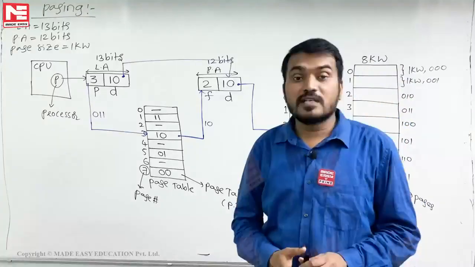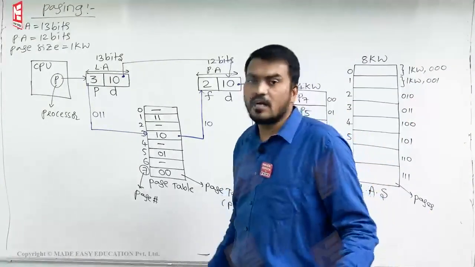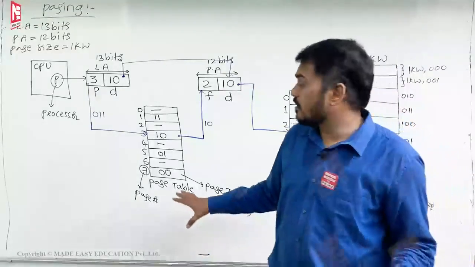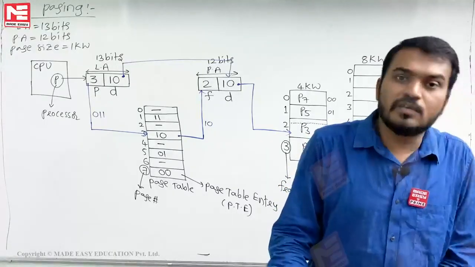And the next point: page tables of the processes will be stored in the main memory. Whatever page table you have, the page table will be stored in the main memory only.